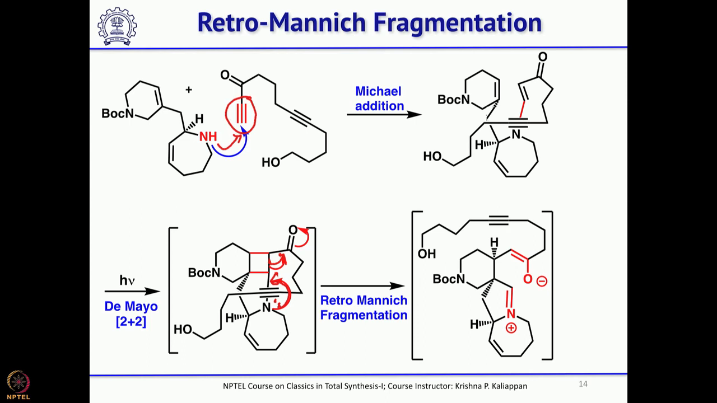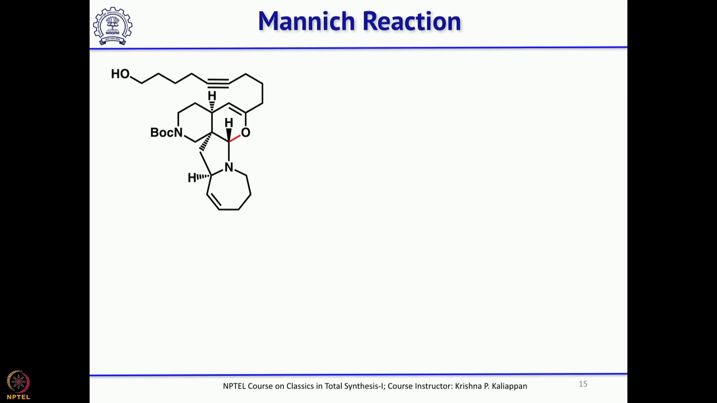Now what will happen? The O minus can directly neutralize the iminium ion, okay? The enolate can neutralize the iminium ion. If that takes place, what you will get is this tetracyclic compound, okay? But what you want is not this. What you want is cyclization between this carbon and this carbon. So how to do? Again you have to open up this aminal.